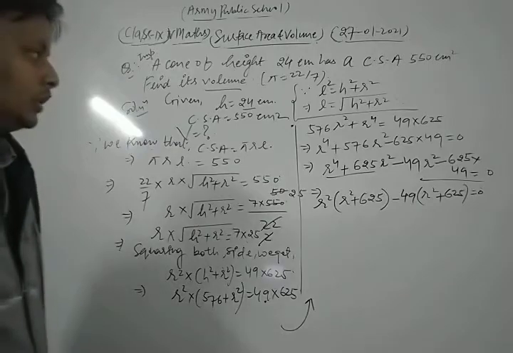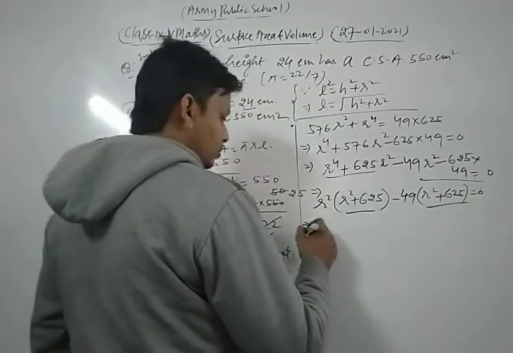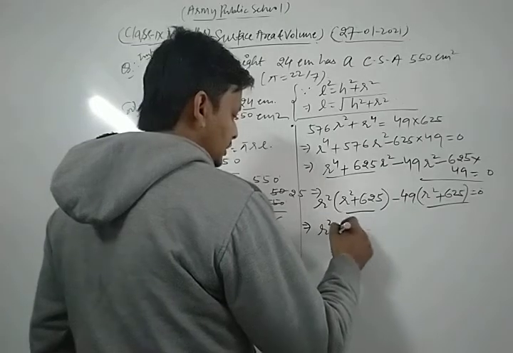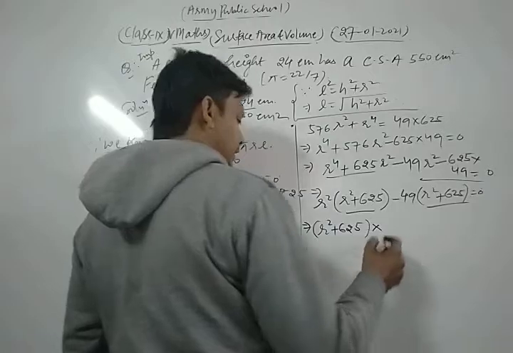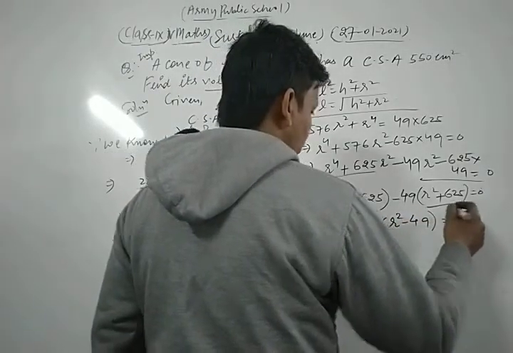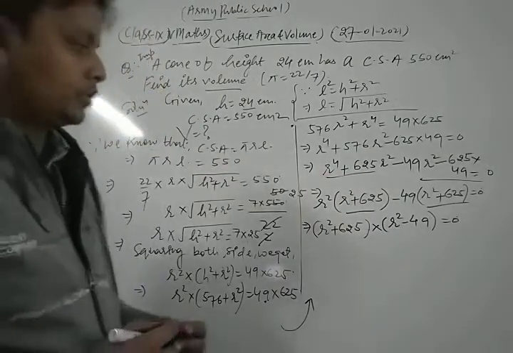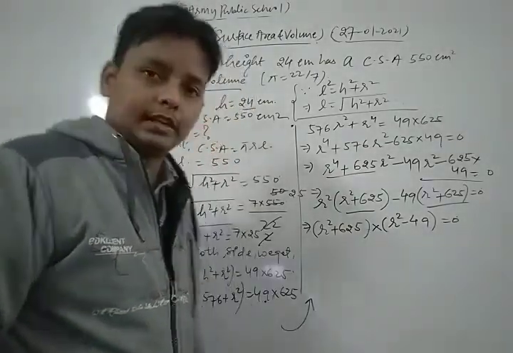Now let's see again from the pair. So we take this as common from both the terms. So we take r square plus 625 as common, into, in another bracket, we get r square minus 49 is equal to 0. Now firstly we take this equal to 0, then after we take this equal to 0. Okay, let's see.